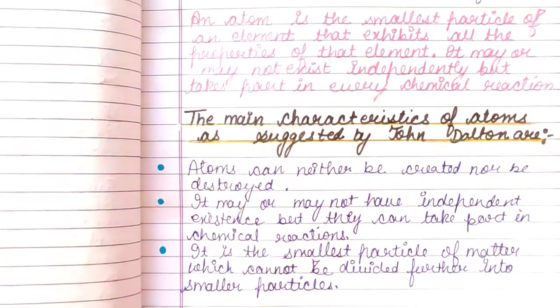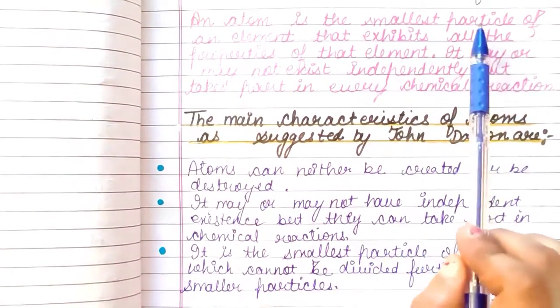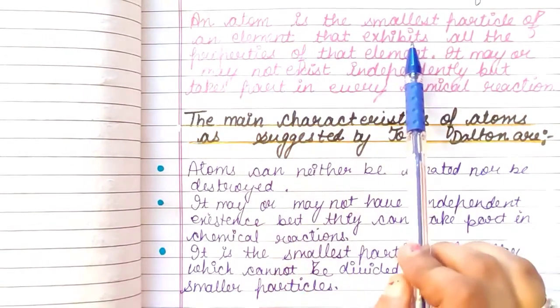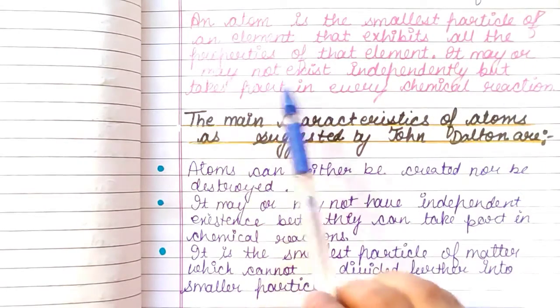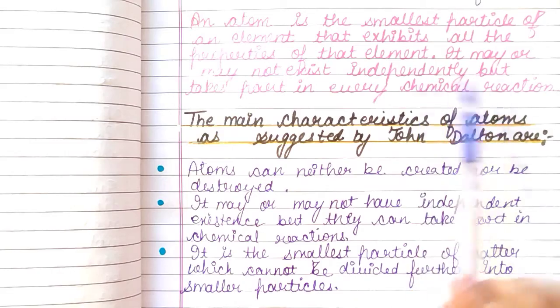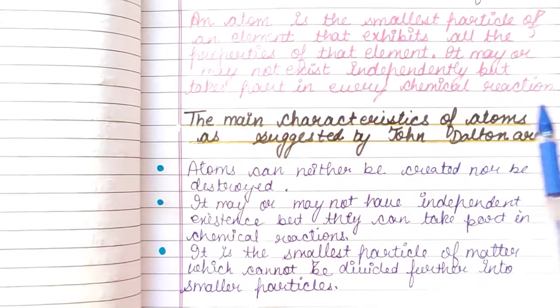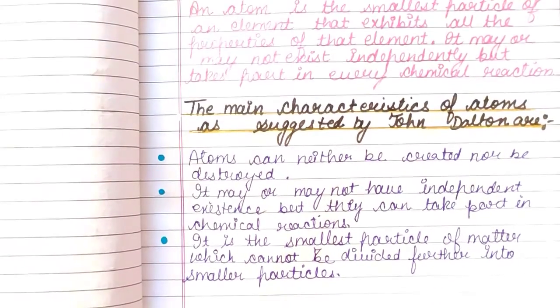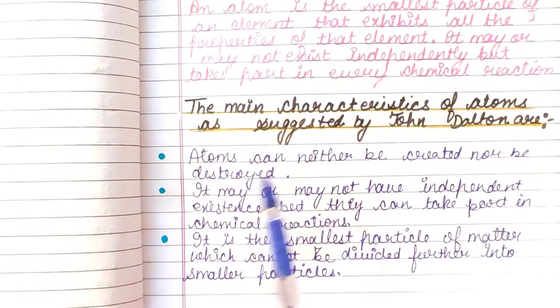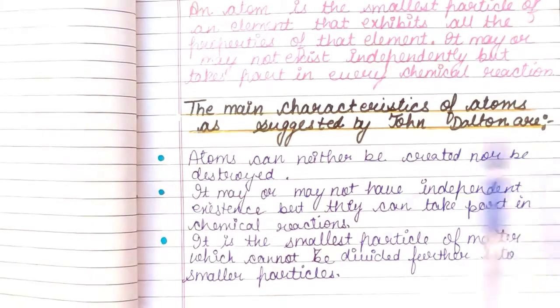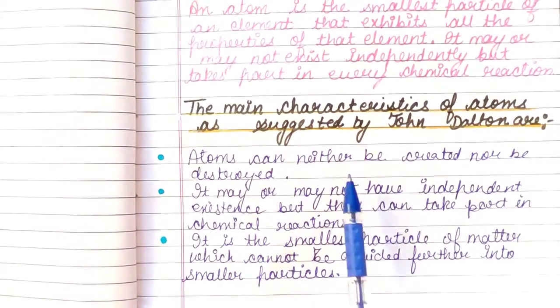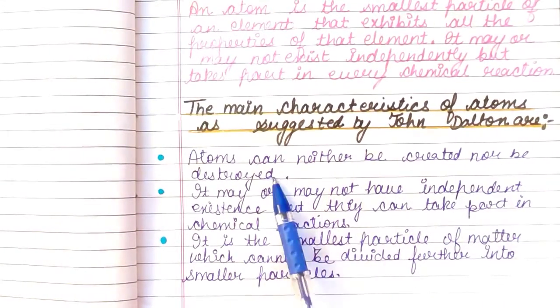An atom is the smallest particle of an element that exhibits all the properties of that element. It may or may not exist independently but takes part in every chemical reaction. Now we will discuss the main characteristics of atoms as suggested by John Dalton. Number 1, atoms can neither be created nor be destroyed.